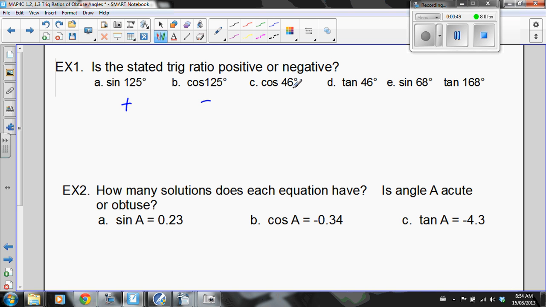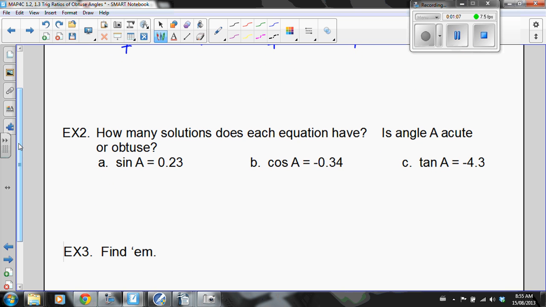Acute angles, when I take trig ratios of acute angles, it's always positive. So that one's a positive, that one's a positive, that one's a positive. The tan of 168, well, the tan of an obtuse angle is negative. That's it. That's all we're expected to do there.